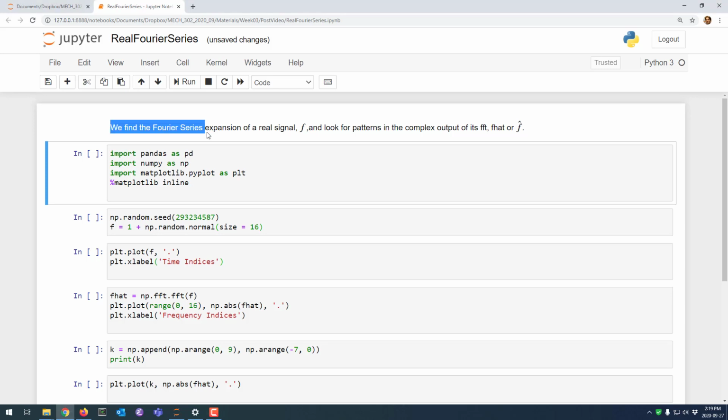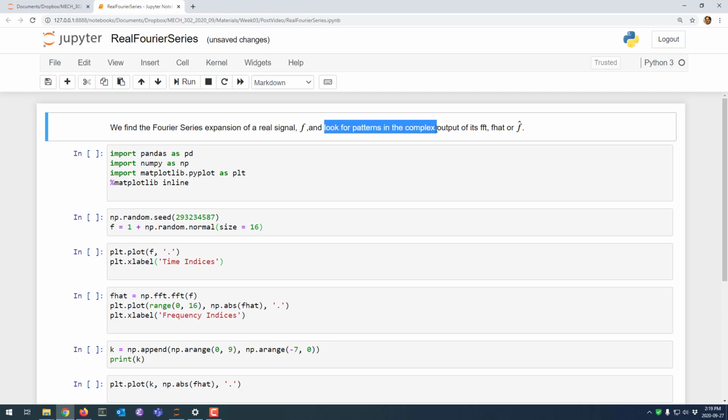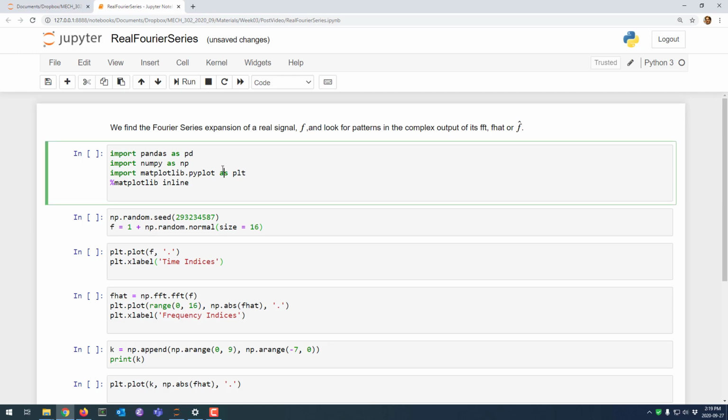In this video, we're going to look at the Fourier series expansion of a real signal, and we're going to look at a very short signal this time to be able to clearly see the dimensions that we're working with and the number of values we're dealing with at each stage. And what we're going to do especially is look for patterns in the complex output when we take the Fourier transform. And following historical norms, we're going to call that output in the frequency domain Fhat, or if we have the option of writing things nicely, F with a little hat over top of it.